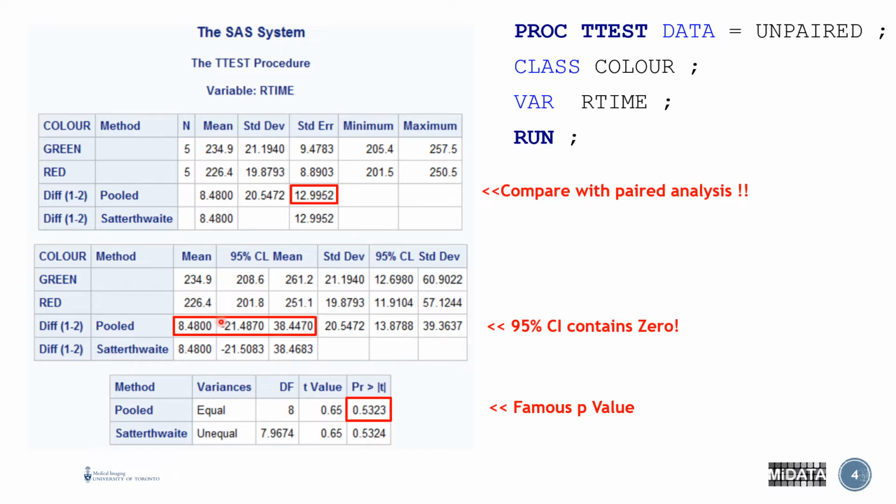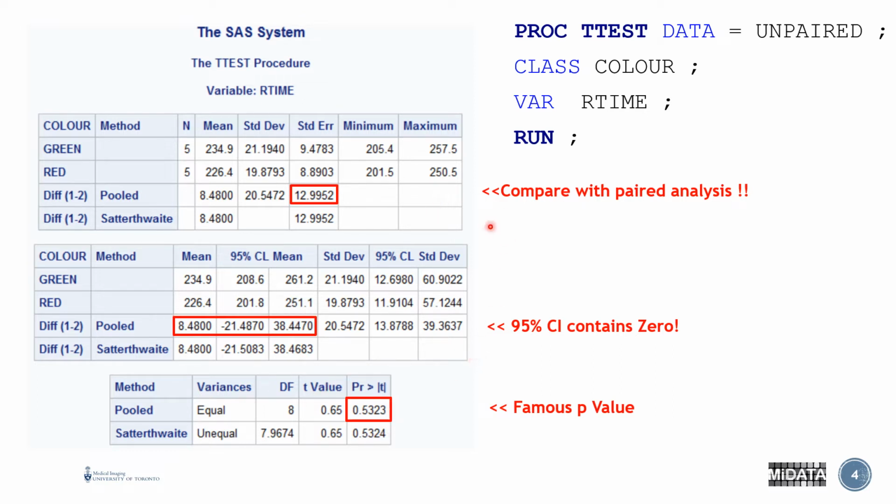Whoop, wait a minute. Now, if you keep looking down, we look at this famous p-value, which, don't worry, we're going to talk a lot about in this course. If you look at the p-value, it is 0.5323, not 0.05, no, but 0.5. So clearly it is greater than 0.05. And this makes sense because if your confidence interval contains 0, which is your null hypothesis, it makes sense that your p-value is going to be greater than 0.05.